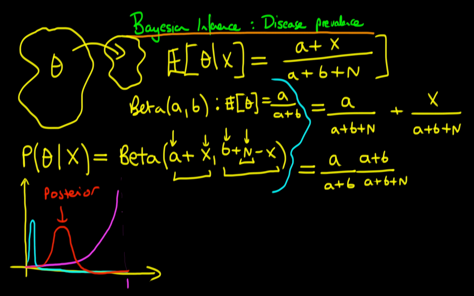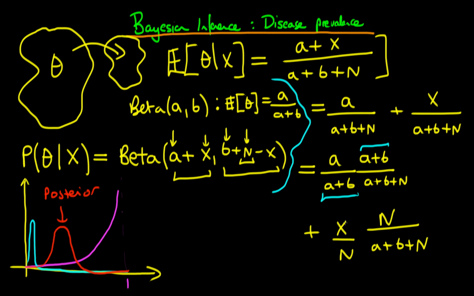And the reason I've done that is because the a plus b here is something that I've introduced, so I've got to multiply it through by a plus b on the top such that it cancels with the bottom. Okay, so that's the first term. The second term, I'm going to do a very similar thing, except I'm actually going to multiply this through by 1 over n. So I just get x over n times n over a plus b plus n.